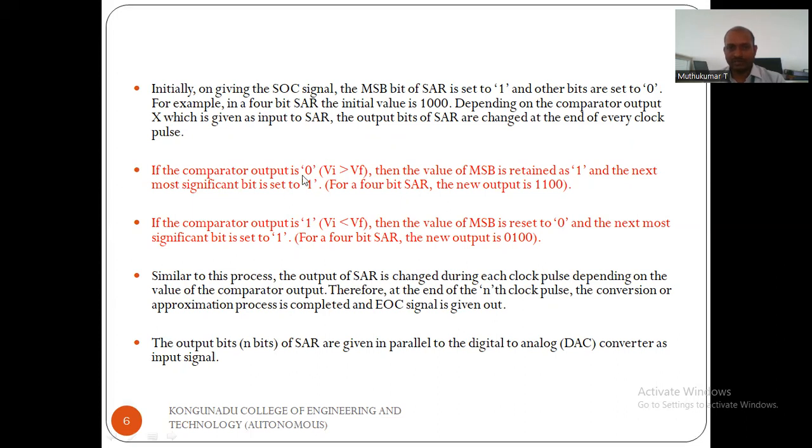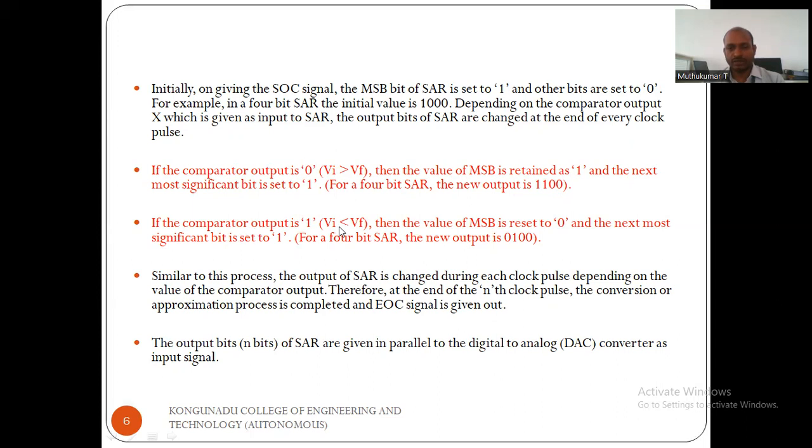For example, if the comparator output is 0, that is, the input voltage is greater than the feedback voltage, the value of the MSB is retained as 1. So VA greater than VF means comparator output 0, and the MSB is retained as 1. The next bit is set to 1, so the new value of the output is 1100. MSB retained, next bit also set to 1, if the comparator output is 0.